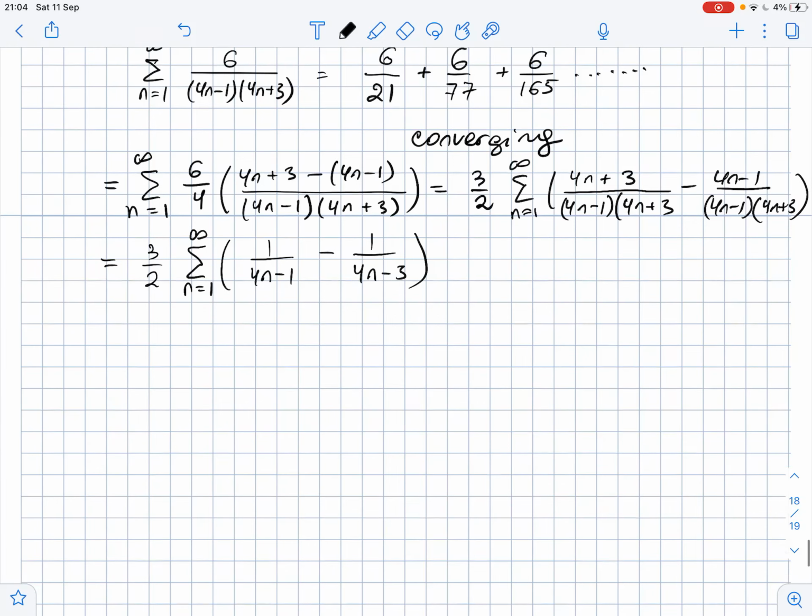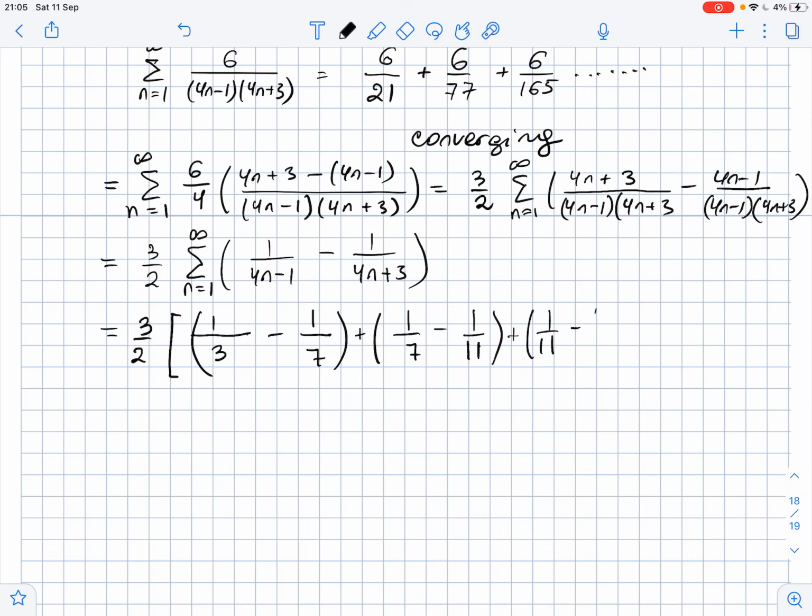Now we substitute the values for n, and we get that this becomes 3 over 2 times 1 over 3 minus 1 over 7 plus 1 over 7 minus 1 over 11 plus 1 over 11 minus 1 over 15, and so on until 1 over 4n minus 1 minus 1 over 4n plus 3.